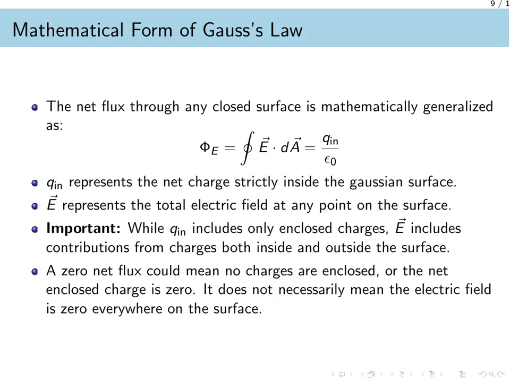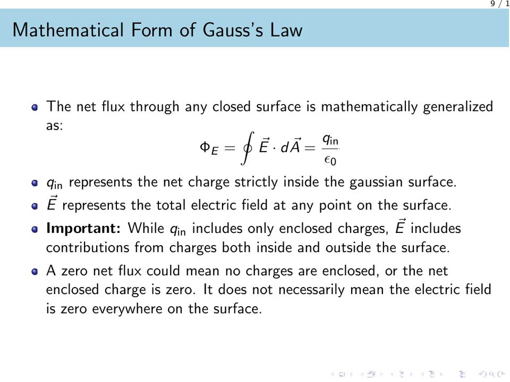It states that the net flux through any closed surface, calculated as the closed surface integral of the electric field dotted with the area element, is equal to the enclosed net charge divided by the vacuum permittivity. In this equation, the enclosed charge represents only the net charge strictly located inside the Gaussian boundary.